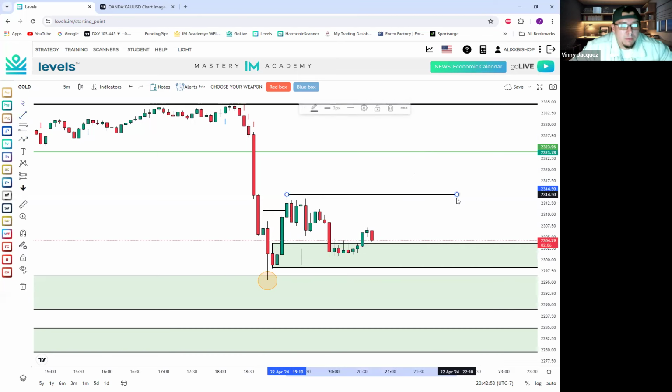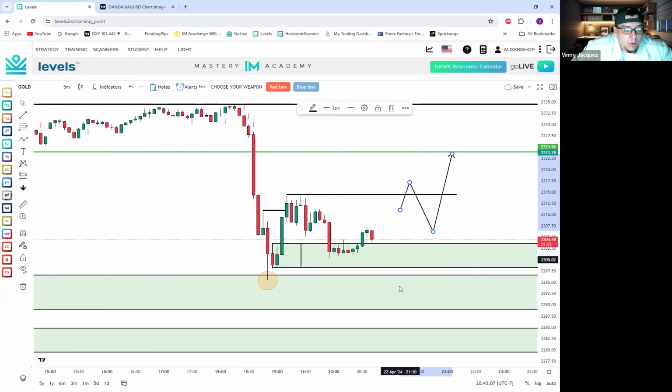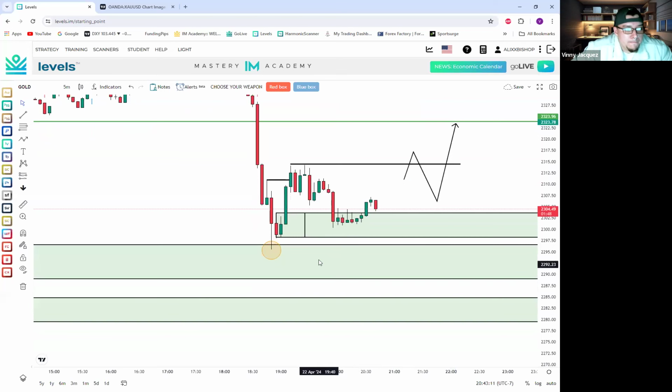Again, I like for market to build up a lot more liquidity on lower time frames. So I would not mind waiting for this right here. Wait for this, or wait for this lower zone. Yeah, I'm liking that. I'm liking that.